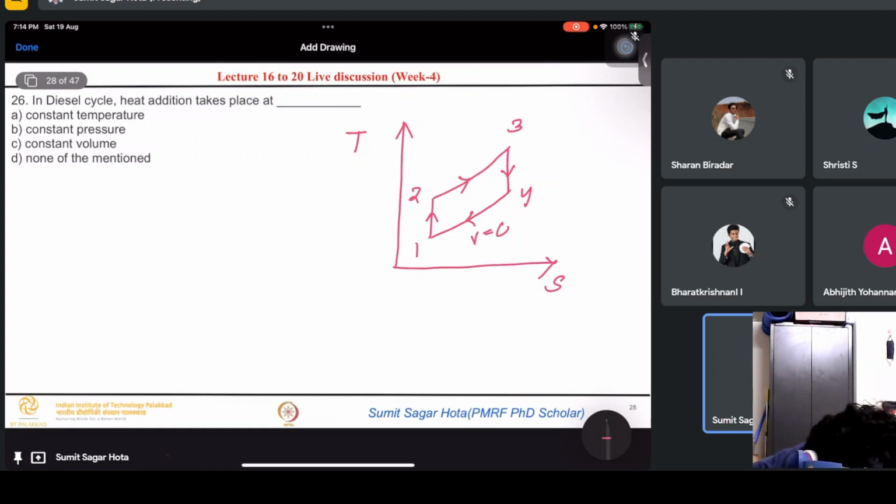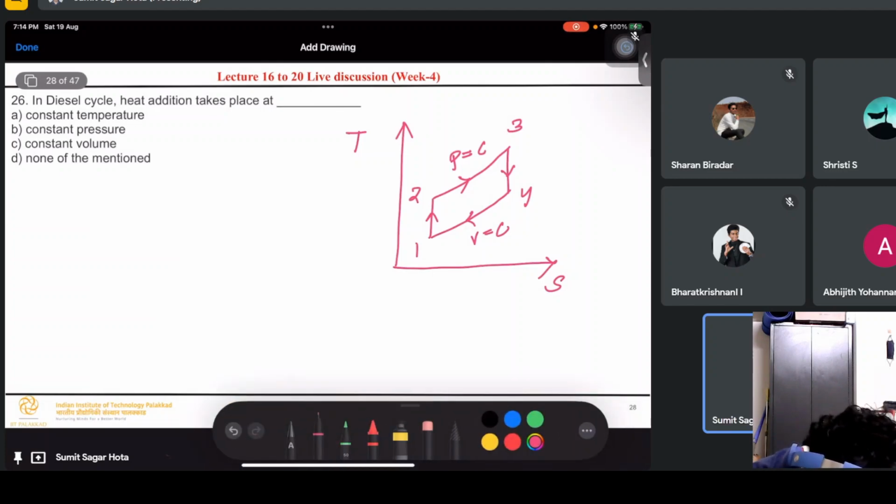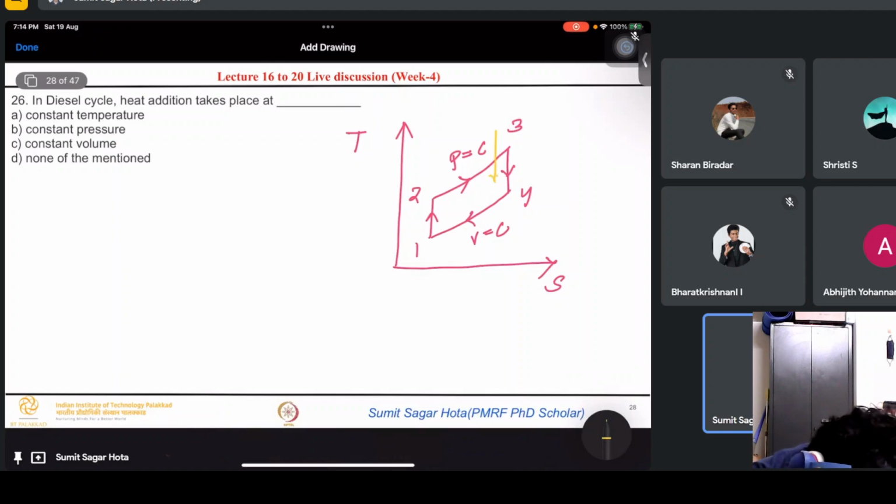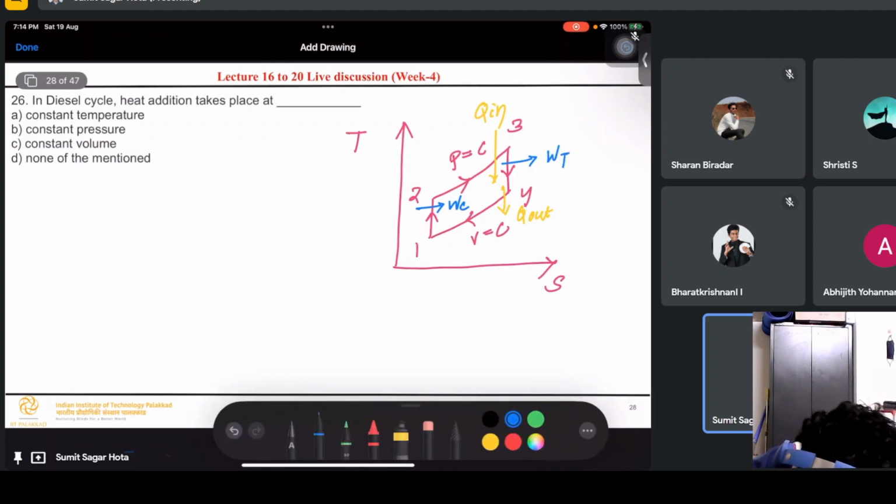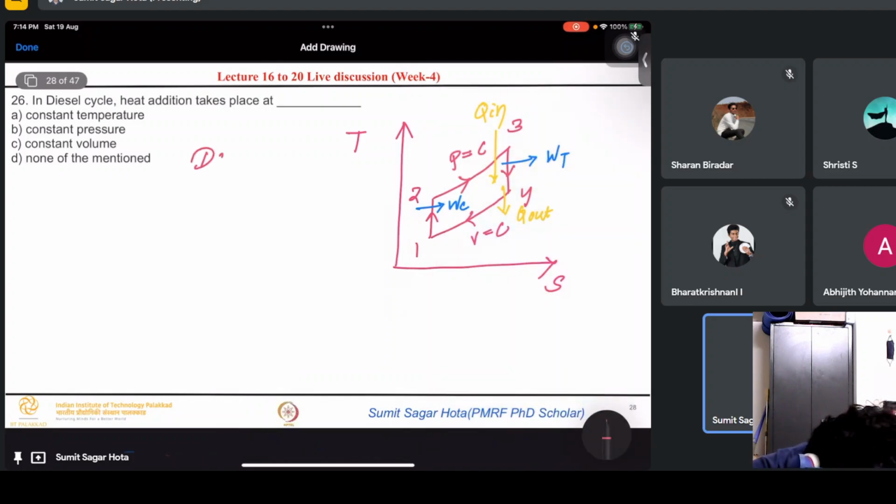So this is your constant volume, this is your constant pressure. This is the speciality of the diesel cycle. Q in, Q out, compression work, turbine work. This is your diesel cycle.